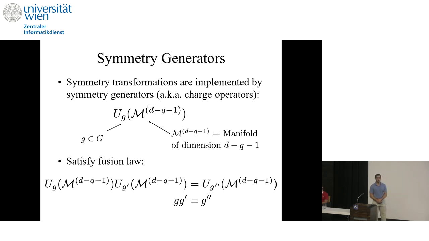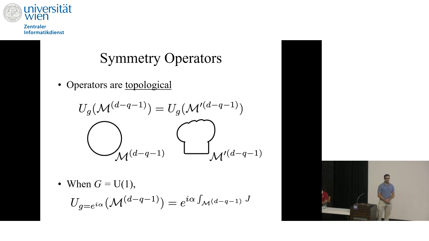In the modern view, symmetries in quantum field theory are implemented by operators known as symmetry generators. These operators are D minus Q minus 1 dimensional for a Q-form symmetry. They're labeled by elements of the group, and they fuse according to the group multiplication law, g times g prime equals g double prime. These operators are topological, and as we'll see, this is really the hallmark of a generalized global symmetry, the existence of topological operators. By topological, I mean that this operator can be deformed, and as long as this deformation process is nice and smooth and we don't cross over any charged operators in the process, then any correlation function involving this operator is going to be equal to one involving this operator.